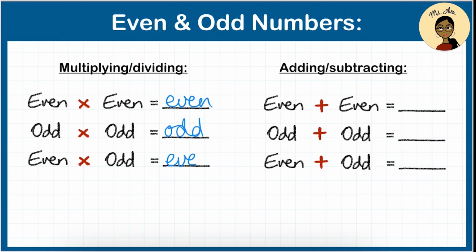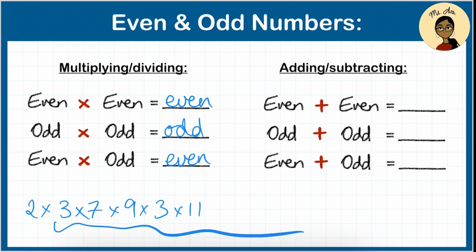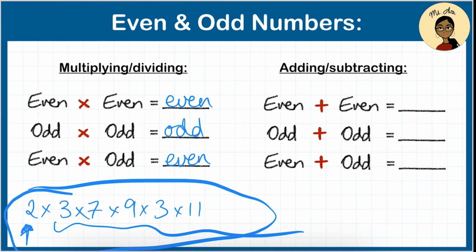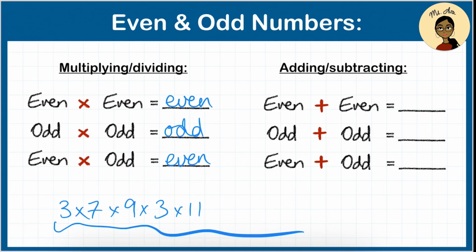Yes, exactly. So all you need is one even number and the rest can be odd and your whole thing is even. So like let's say if I had 2 times 3 times 7 times 9 times 3 times 11, it doesn't matter how many odd numbers I have, if there's even one even number, the whole thing turns into an even number. Whereas if I didn't have that one, it would all be odd.